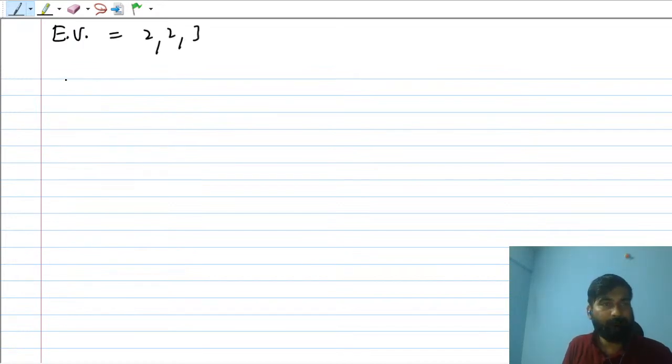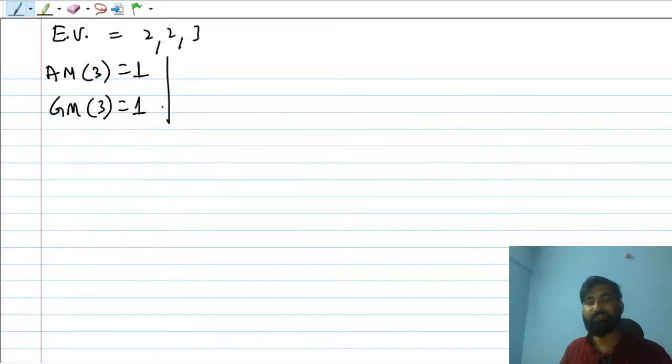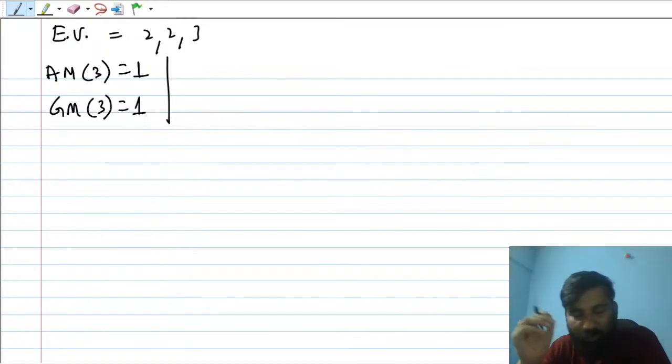What is the algebraic multiplicity of 3 first? 1. You can directly tell GM of 3 will be 1. Okay, life is very simple now. I think this is fine for everyone. Because 3 is not getting repeated, you can directly find AM and GM. No harm, no caution, and all you have to do.